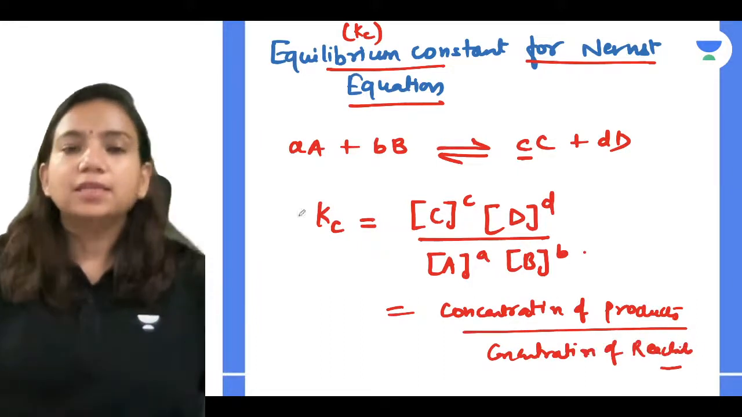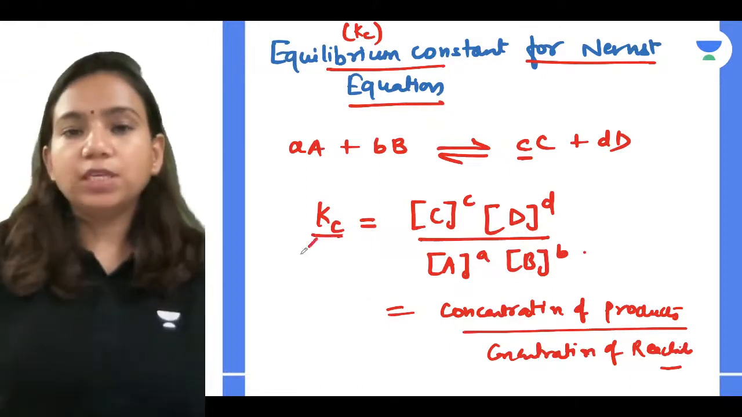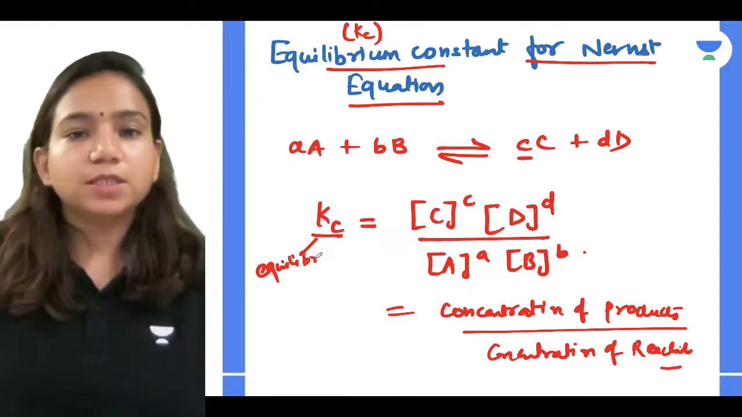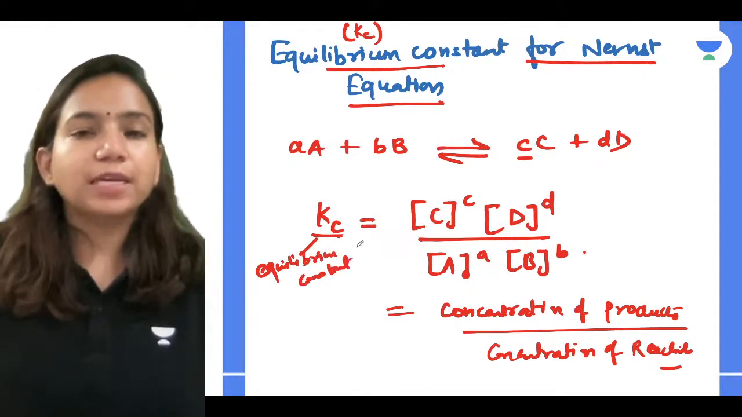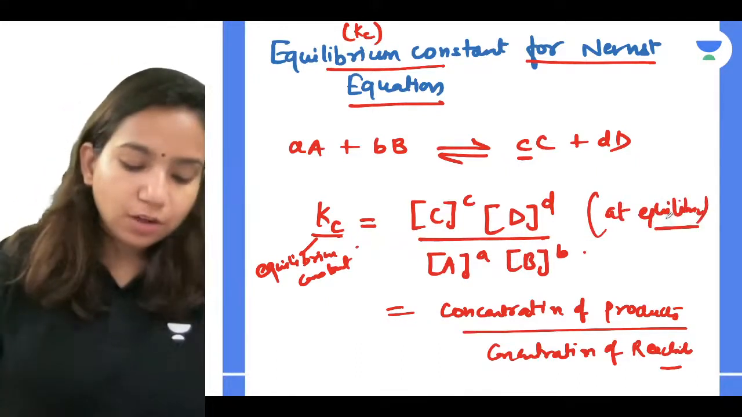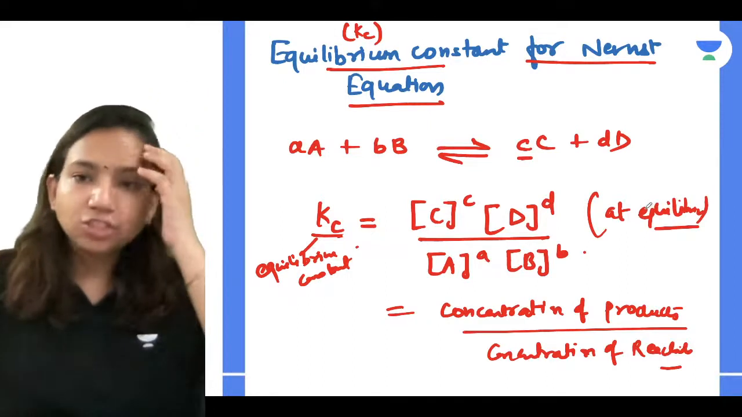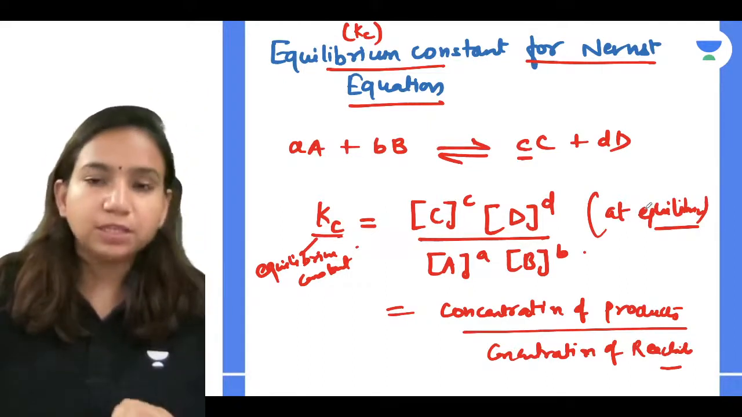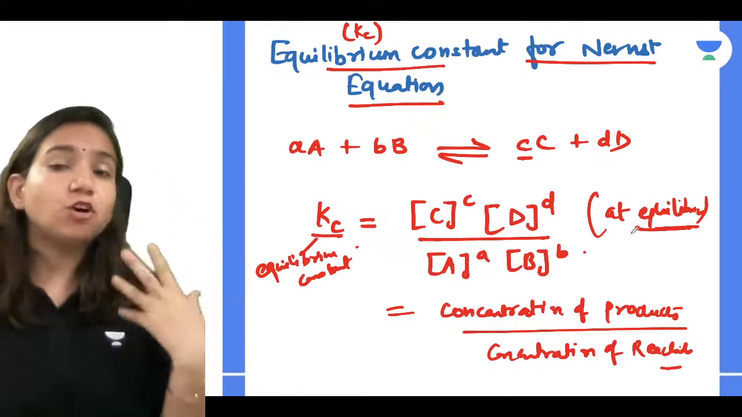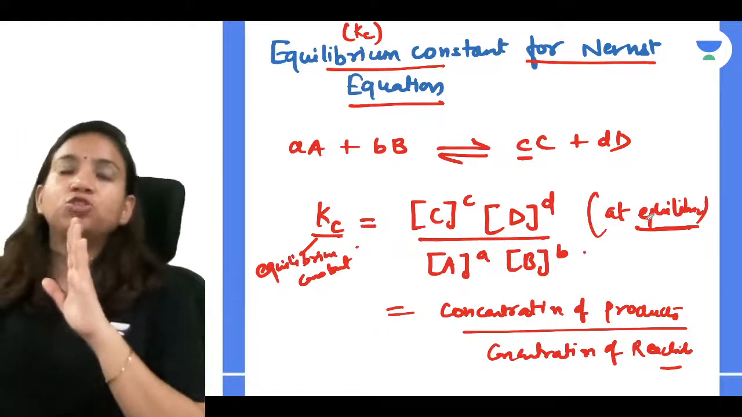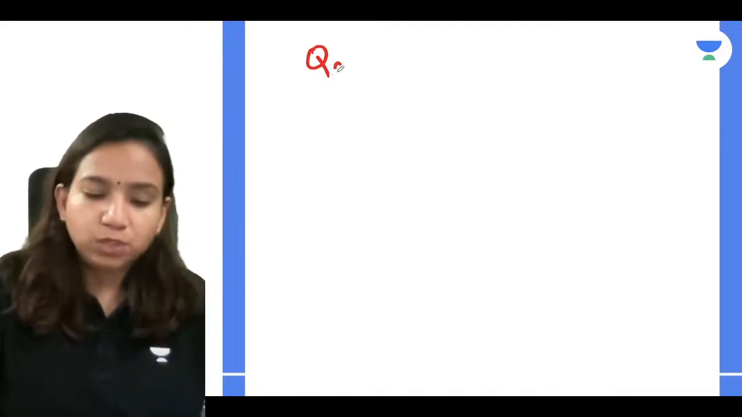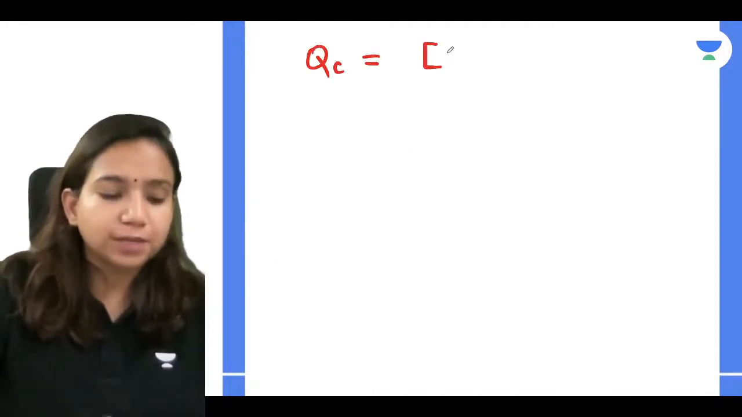Now you should know that this is Kc, the equilibrium constant, which we define specifically at equilibrium. But till the time the reaction has not reached equilibrium, you can define Qc, which is the same thing, concentration of products divided by concentration of reactants.